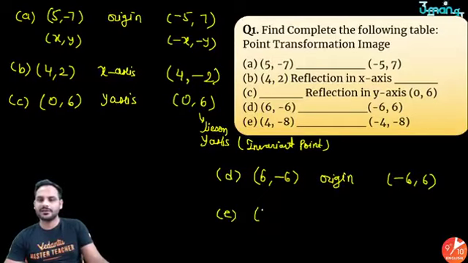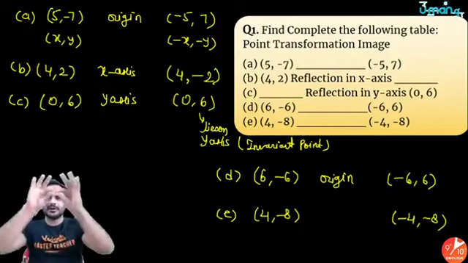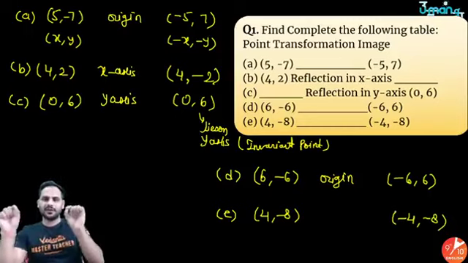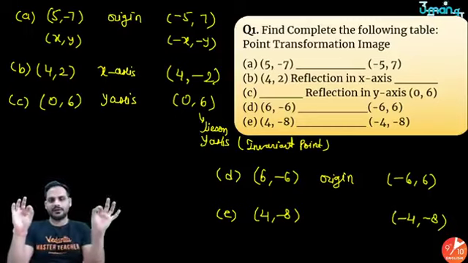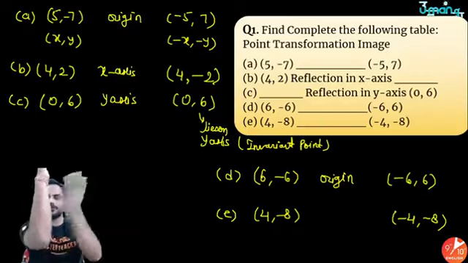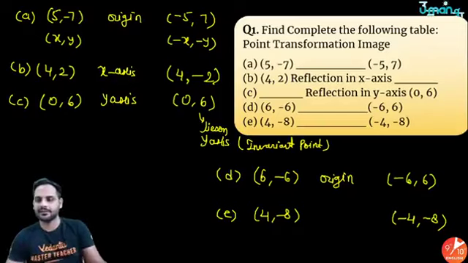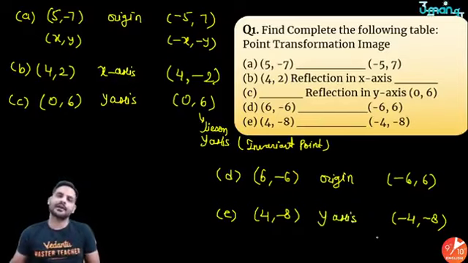And the last one, 4 comma minus 8 is reflected as minus 4 comma minus 8. So y coordinate is same, x coordinate is changing the sign. So you can visualize it also. Y coordinate is same, x coordinate is 4, then it has become minus 4. So that means we have done the reflection under y axis.